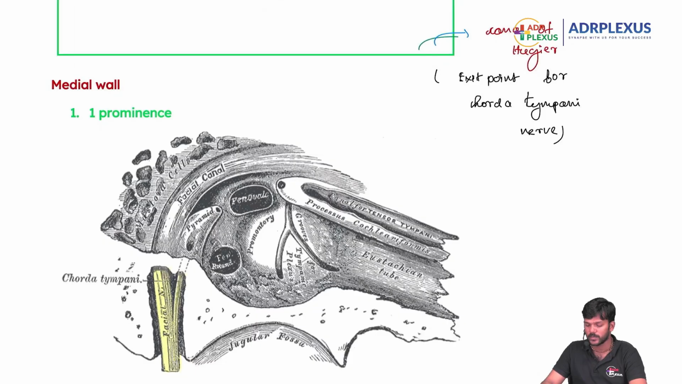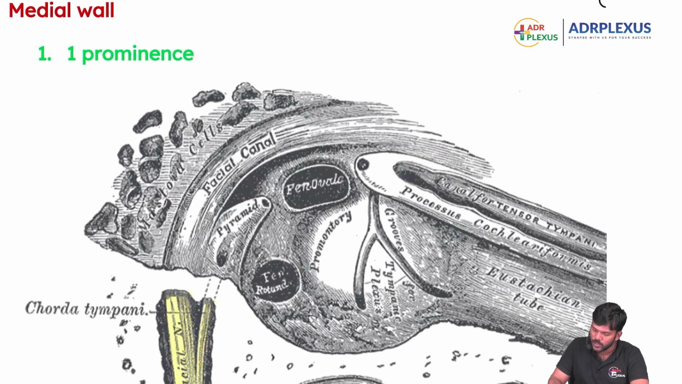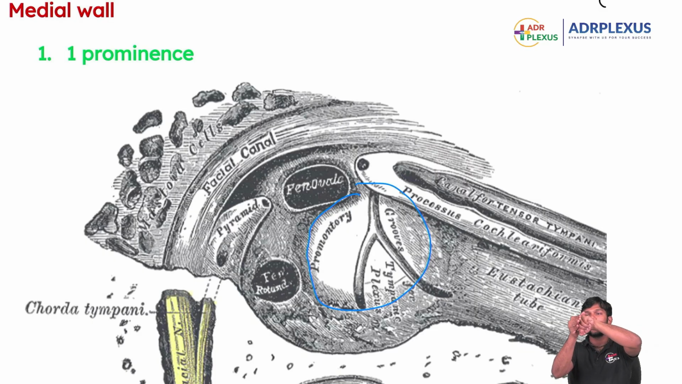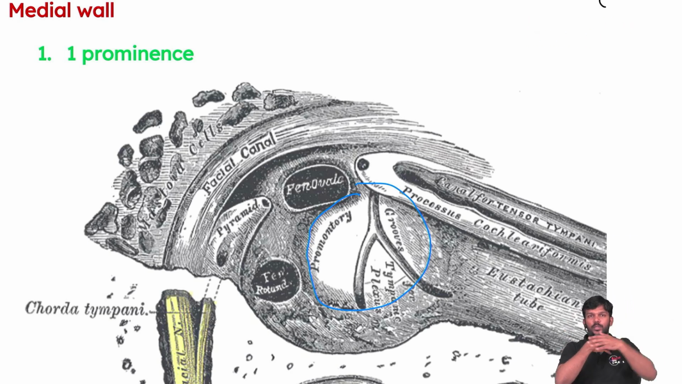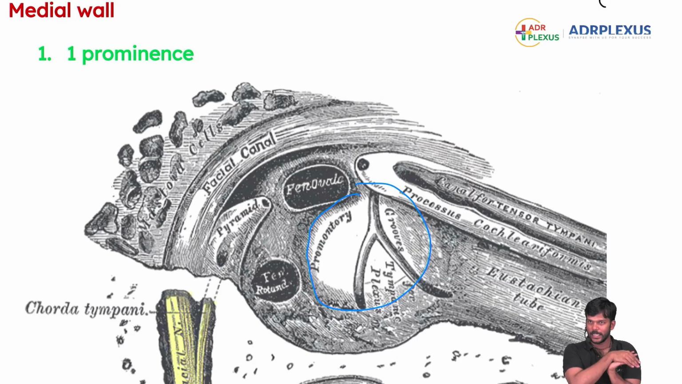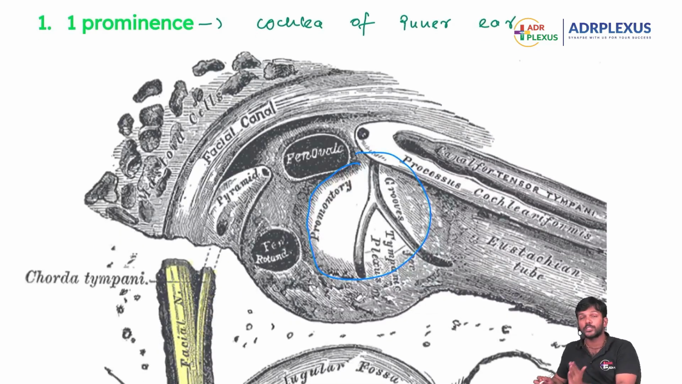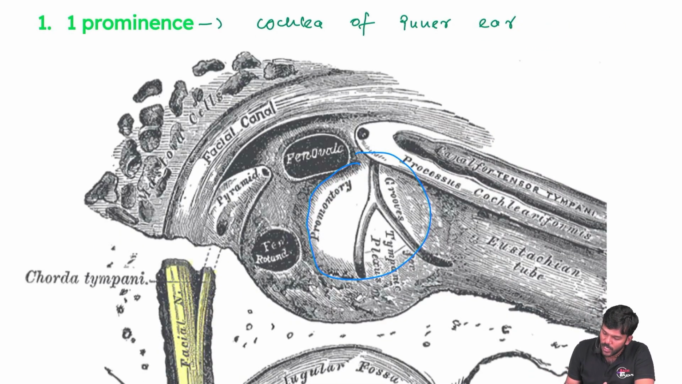First one, the prominence. What is the prominence? Can you see? So this is the prominence which I'm talking about. If this is the middle ear and this is the inner ear, this inner ear will form a prominence like this. So this area will look projected. The projection or prominence is due to the inner ear which is pushing the medial wall. The prominence is due to the cochlea of inner ear. Understood? Fine.